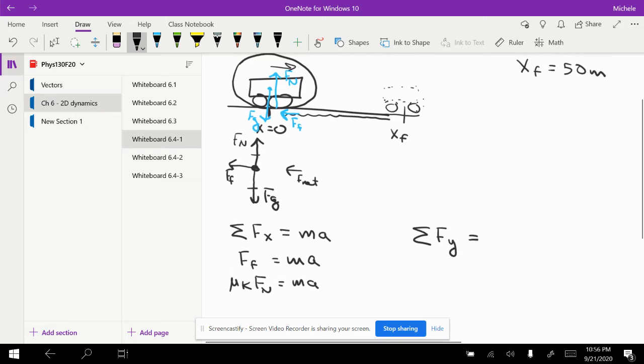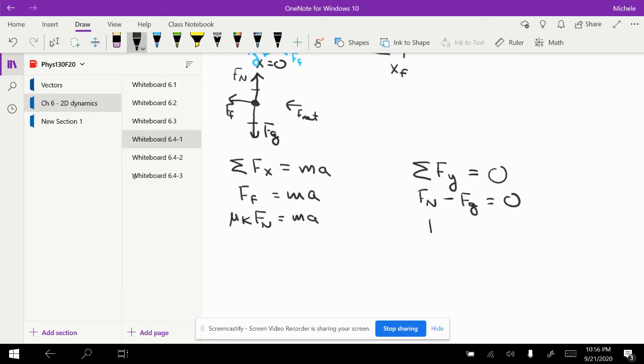Like I said, the car is not going off the road upward. Since it's not moving in the y direction, we know that the sum of the forces in the y direction is equal to 0. So the force of the normal is up, so that's positive, minus force of gravity, which is down, is negative, equals 0. I'm going to solve for the force of the normal, so I'm going to add force of gravity to both sides. So my force of the normal is equal to force of gravity, and I know that force of the normal is equal to mg.